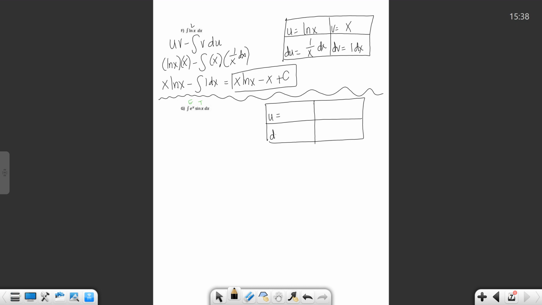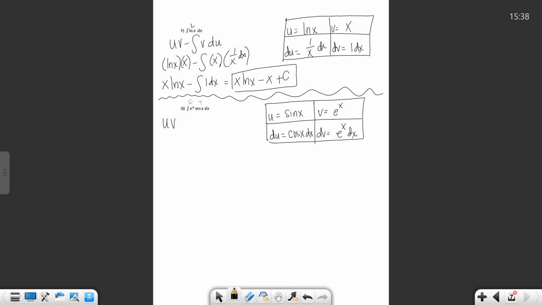Alright, so u, du, v, dv. If I go in the order, no L, no I, no A, but I do have trig, so u is sine x. That means e to the x dx would be what's left over. So let's fill it in. If u is sine x, then the derivative of sine x is cosine x. And if I have to integrate e to the x, it's just e to the x.